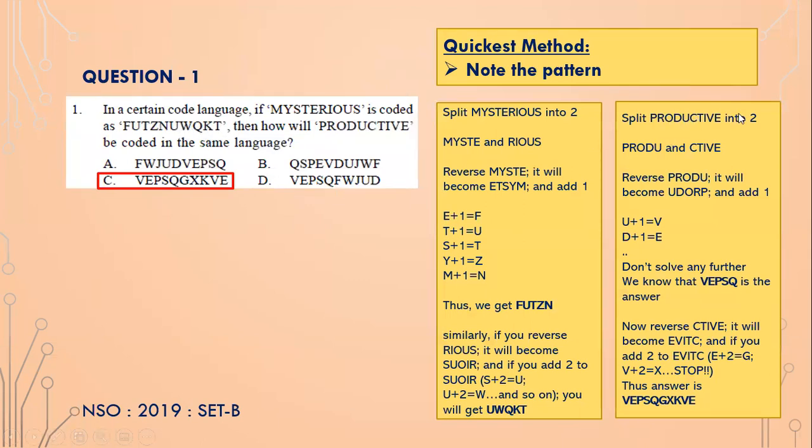Similarly, you have to split productive into two parts: PRODU and CTIVE. Then reverse PRODU, it will become UDORP. You have to add one, it will become VEPSQ. Okay, so there are two options with VEPSQ. Again, you have to reverse CTIVE, it will become EVITC. And if you add 2 to EVITC, it will become GXKVE. So VEPSQ GXKVE is the right answer.